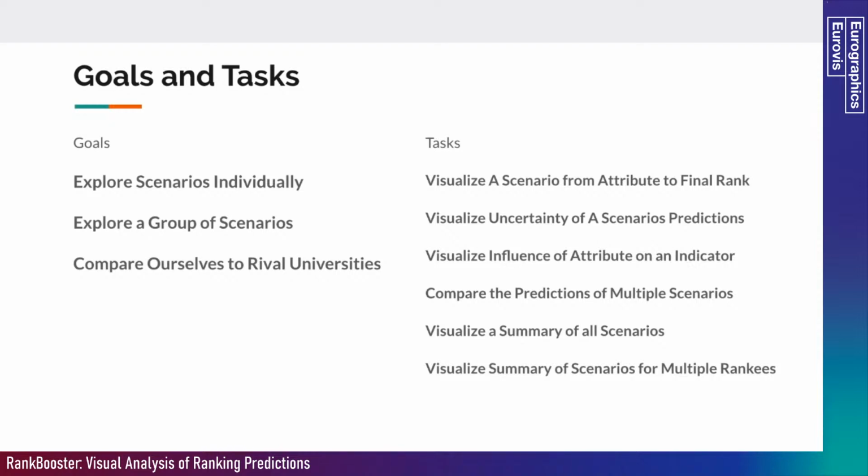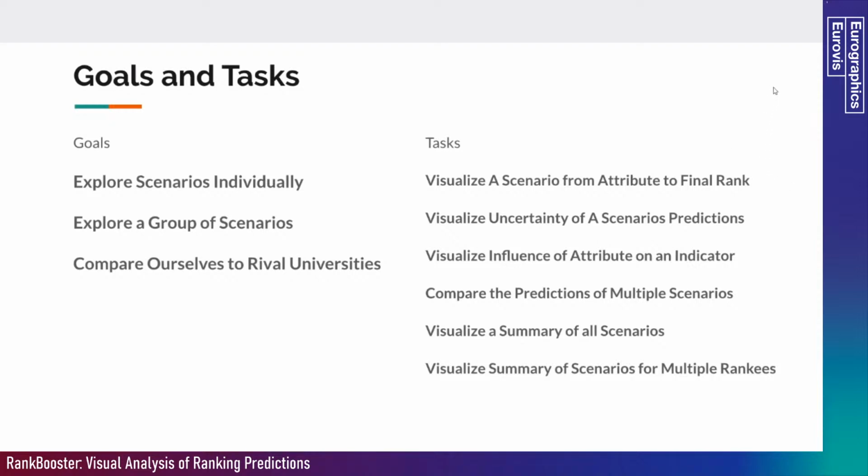We want to be able to visualize a scenario from attribute input all the way up to final rank. We also want to be able to visualize the uncertainty of a scenario's predictions as well as the influence of an attribute on a given indicator. We then want to compare the predictions of multiple scenarios with each other. The last 2 are about visualizing a summary of either the scenarios or the scenarios for multiple rankees.